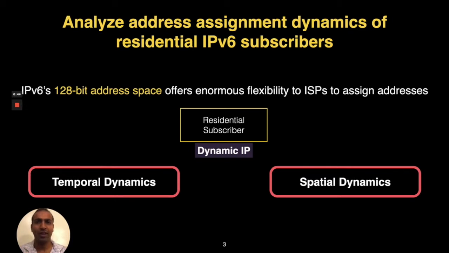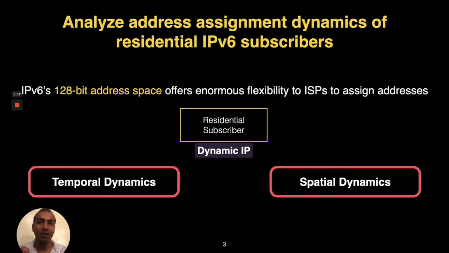While prior work has investigated dynamics in IPv4 to some extent, there is little work that investigates address assignment in IPv6. In contrast to the address space scarcity in v4, which often forces ISPs to reclaim addresses aggressively, the 128-bit address space of IPv6 means that there is no danger of running out of addresses anytime soon. This massive address space also offers enormous flexibility, allowing ISPs to rotate the assigned addresses quickly if they so desire.